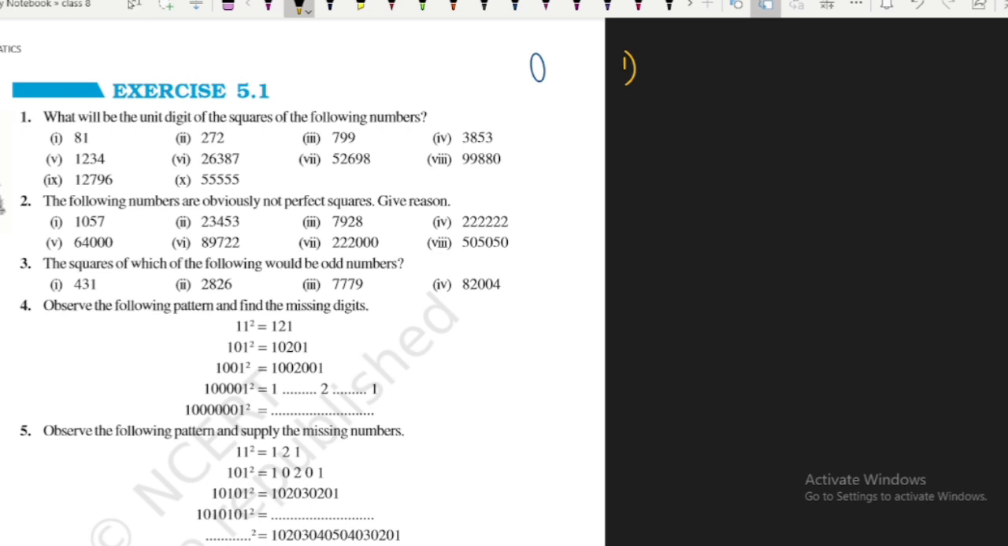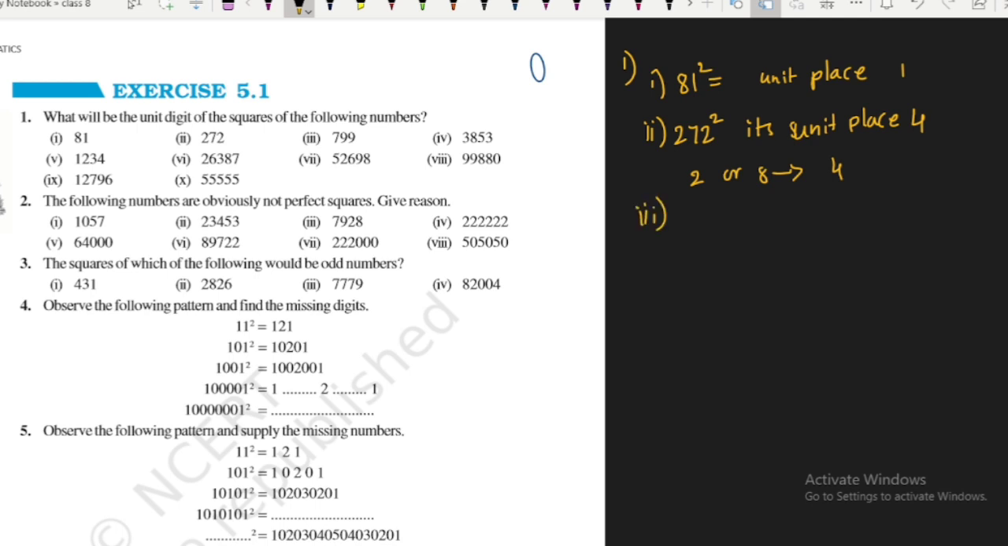Question number 1, you are going to tell the first one, 81 square, and its unit place. You already saw that 1 or 9 ends with 1, right? Similarly, you can tell the second one, 272 square, its unit place. What is that? Yes, you already saw that 2 or 8 ends with 4. So here the unit place is 4.